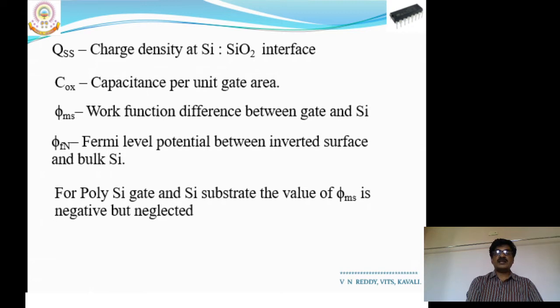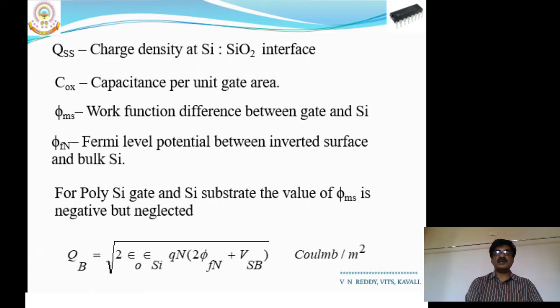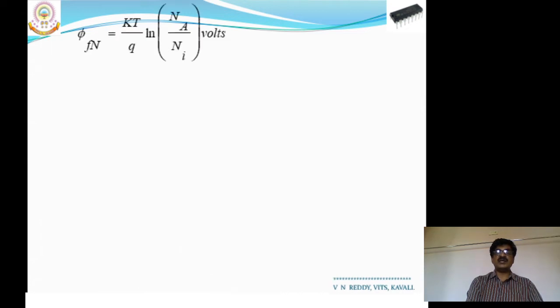Let us also see the formulas for the different parameters. For QB, the formula is: square root of 2 epsilon naught epsilon of silicon q N of (2 phi Fn plus VSB), in coulombs per square meter. You just remember these equations; there is no need of derivation for this QB. Similarly, phi Fn can be expressed as kT by q ln of Na by ni, in volts.